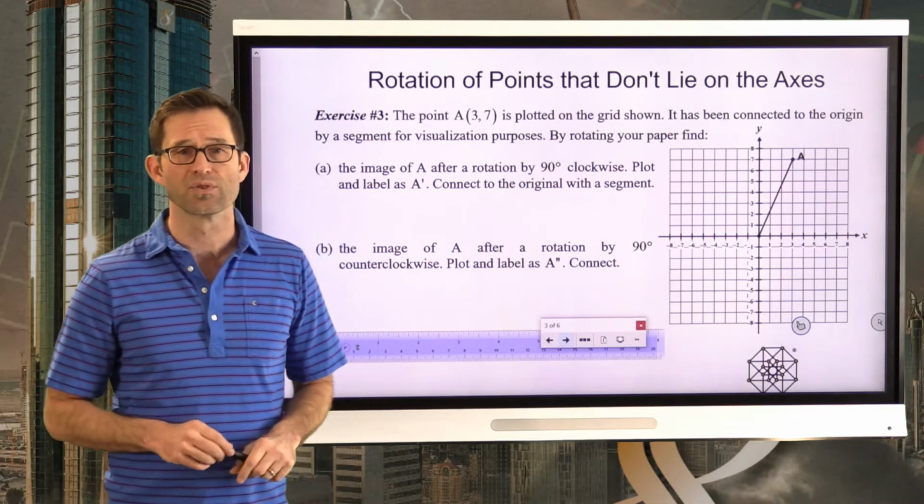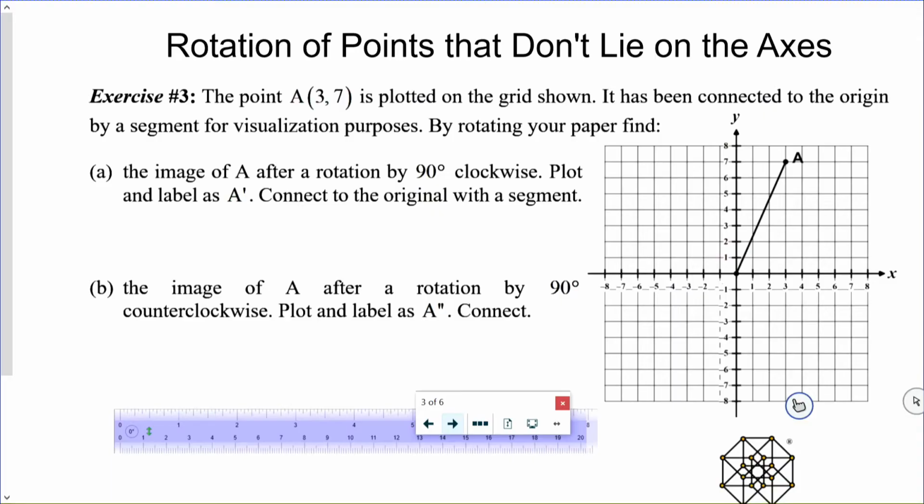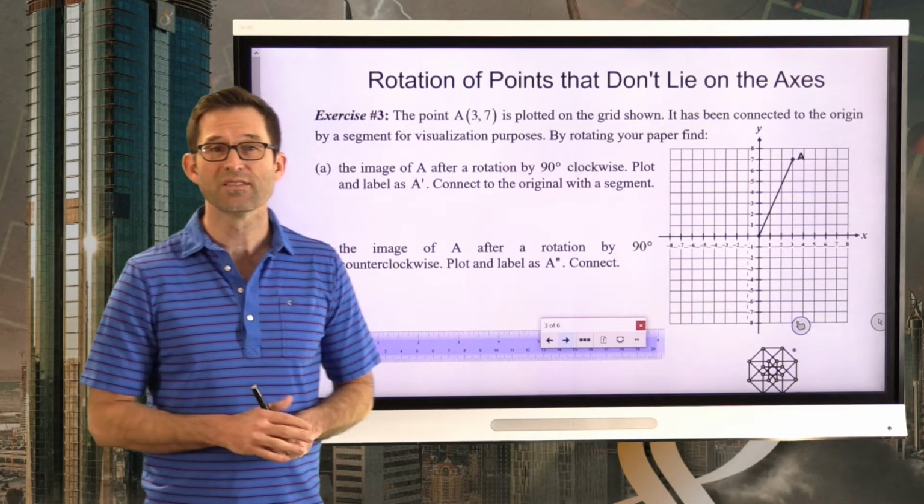So let's take a look at exercise number 3. The point A (3, 7) is plotted on the grid shown. It has been connected to the origin by a segment for visualization purposes. By rotating your paper, that's right, we're going to actually rotate the paper. By rotating the paper, find, letter A, the image of A after a rotation by 90 degrees clockwise, plot and label as A prime, connect to the original with a segment. All right, so it's this simple.